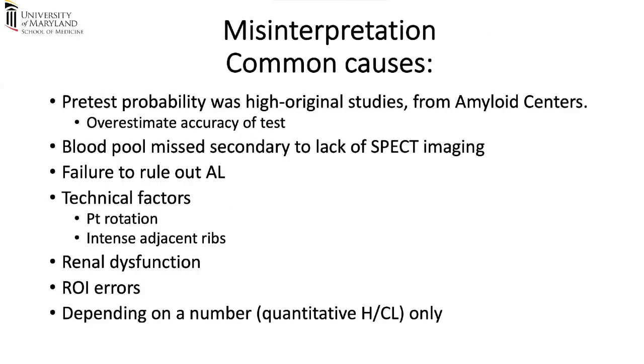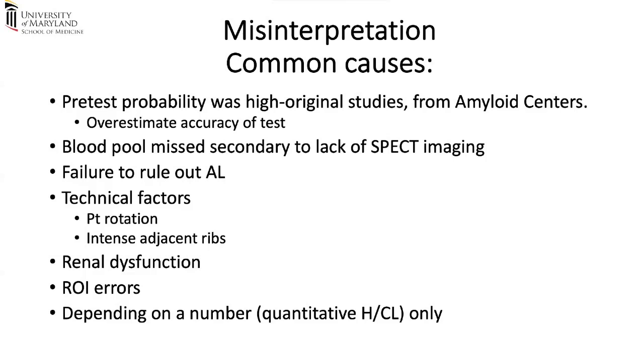All right. So let's go over some misinterpretations and common causes of this. Remember pretest probability. The original studies were from amyloid centers, so all those people have amyloid. Their tests are going to overestimate the accuracy. Our general population is not a pre-selected population, so the test that said 100% may not be 100%. The second thing is we miss blood pool, secondary to lack of SPECT imaging. So we need to really concentrate on the SPECT. If we've got SPECT CT, that's really great, but many of us don't have SPECT CT.